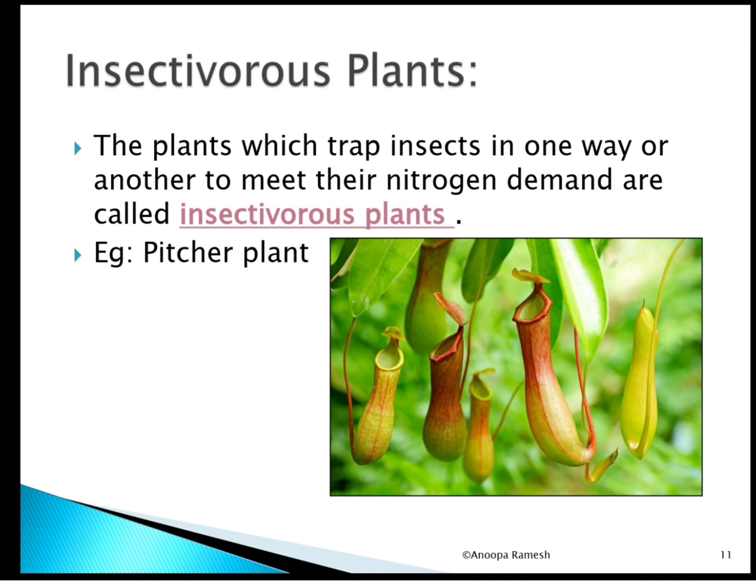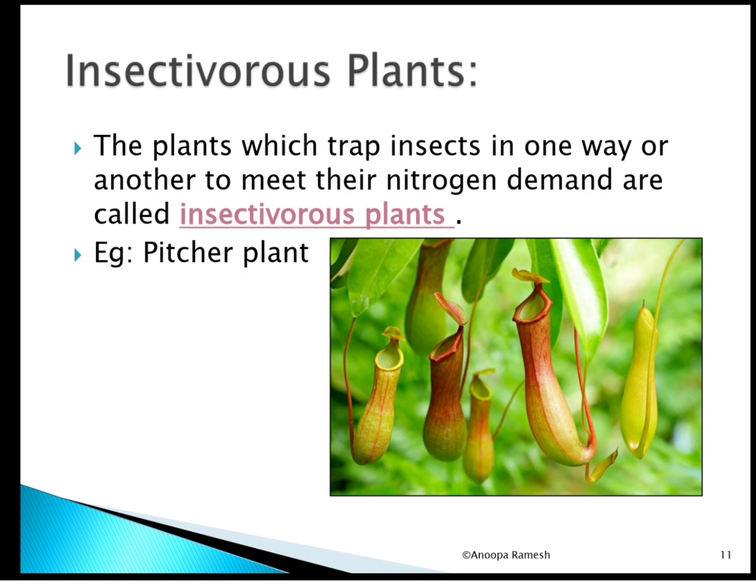Next is a different type of plant, that is insectivorous plant. The name itself will tell you what it is. Insectivorous, just like carnivorous. So they eat insects. The plants which trap insects in one way or another to meet their nitrogen demand are known as insectivorous plants. Usually these plants need more nitrogen, and if they don't get that from the soil, they would get that from the insects by digesting them.